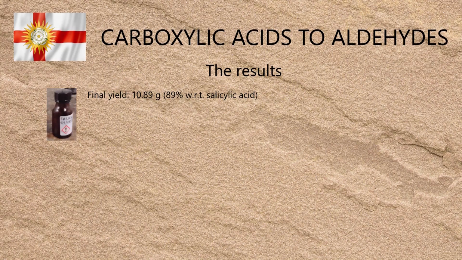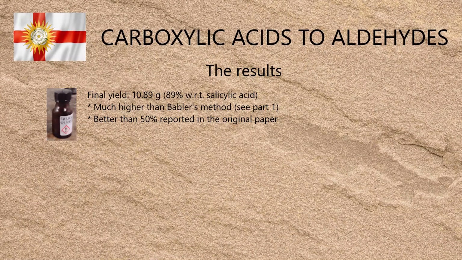The final product, salicylic aldehyde, was recovered as a yellow oil, almost exactly like the product from part 1. It was mostly odourless in itself, but it left a smoky sweet smell in the residues where it had once stood. The yield was much higher than in part 1. In total, 10.9 grams of product were recovered, giving an overall yield of 89% with respect to salicylic acid. And this is a much better yield than the 50% reported by Johnstone and colleagues.